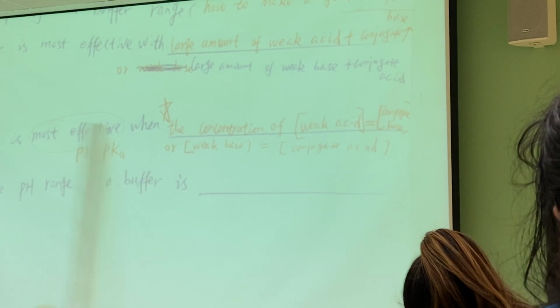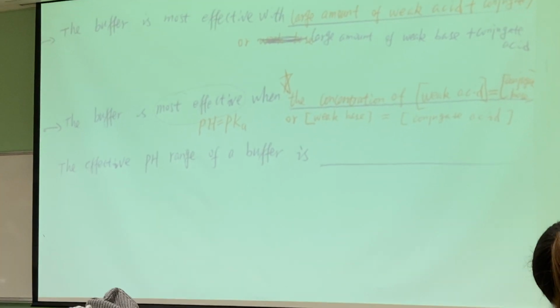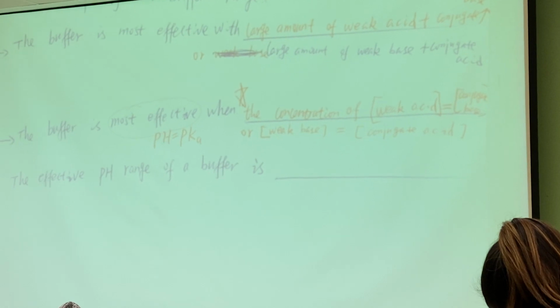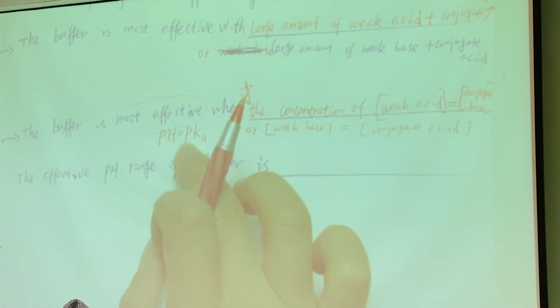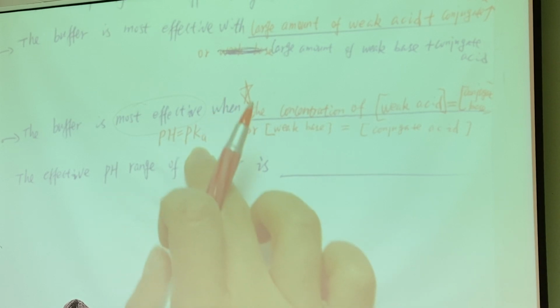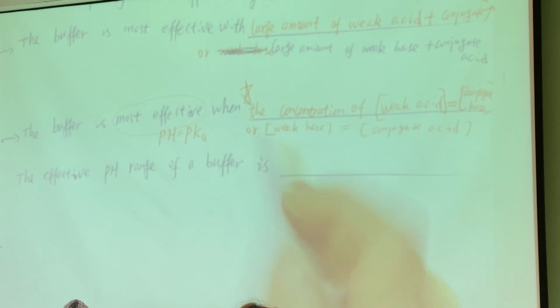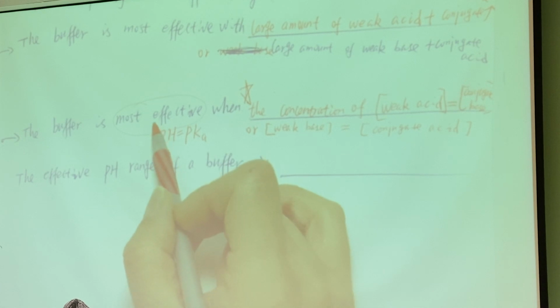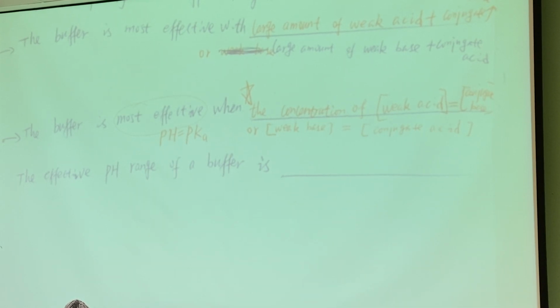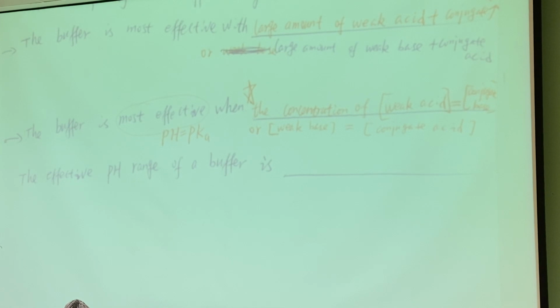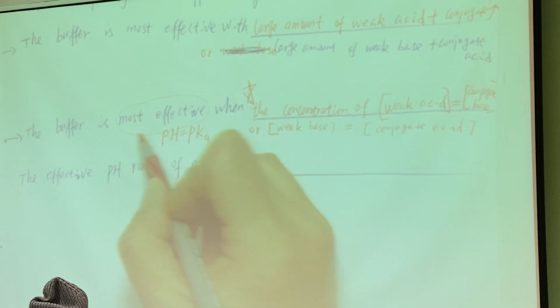And that is why when you do the titration in 1211 to determine pKa, remember you process data at half equivalent point, right? You get pH equal to pKa. That is the most effective buffer, when the concentration of acid equals base or base equals acid. So pH equals pKa. So we are talking about most effective, right?